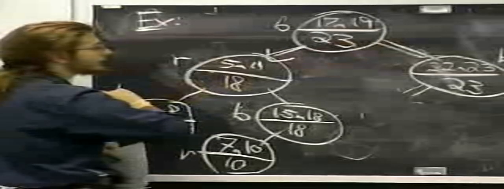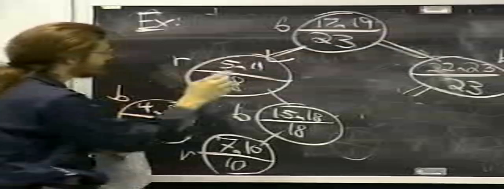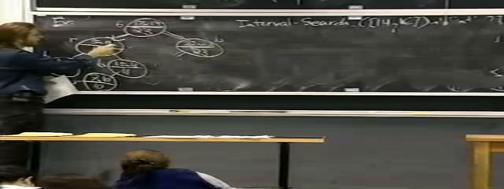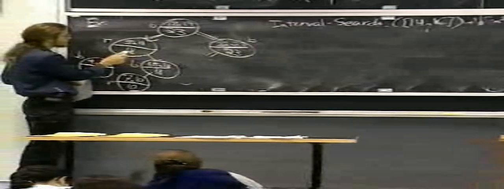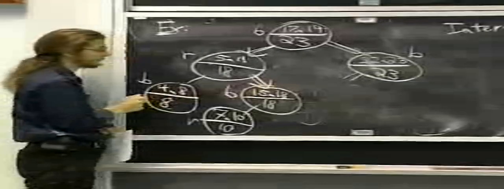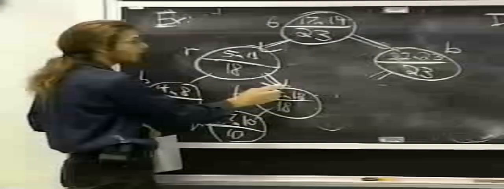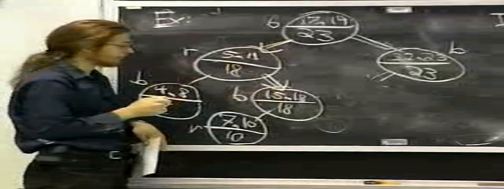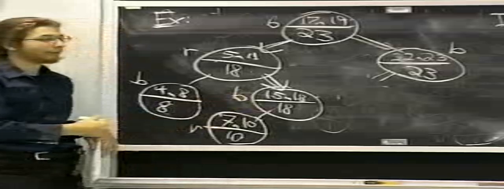Now I'm here. Does my query 14, 16... sorry, I did that wrong. I'm comparing 18 to 14, my query. This is I. It was bigger, so I go down here. Does 5, 11 overlap 14, 16? No. So I compare 14 with the max of the left subtree, 8. 14 is bigger than 8, so I'm going to go down to the right subtree. Then I discover that 15, 18 overlaps 14, 16. So I found the answer. Cool, huh?